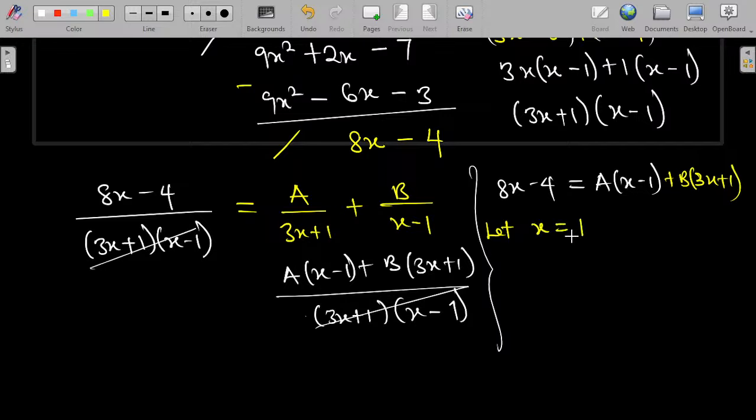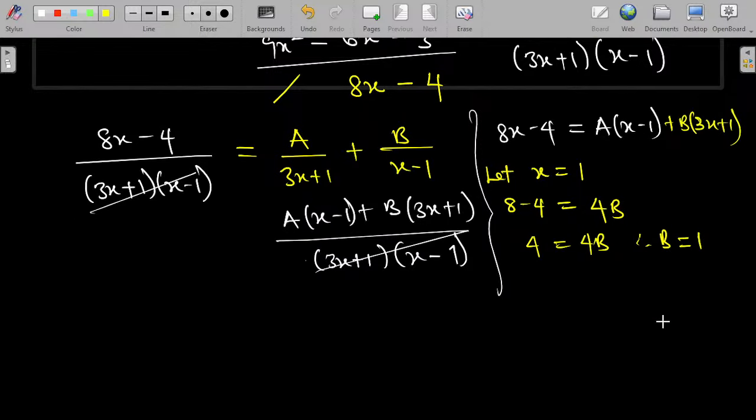1. If I substitute my x as 1, a will turn to 0. So if we do that across, you're going to have 8 times 1, which is 8 minus 4, equal to, this one will turn to 0. Here you now have 1 times 3, which is 3 plus 1, 4, and that will give you 4b. So 8 minus 4 is 4, equal to 4b. Therefore, our b is equal to 1 if you divide both sides by 4.